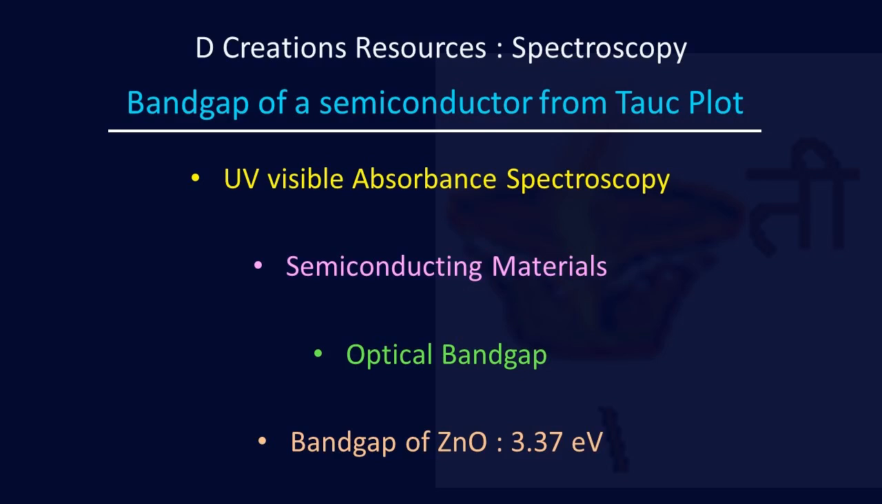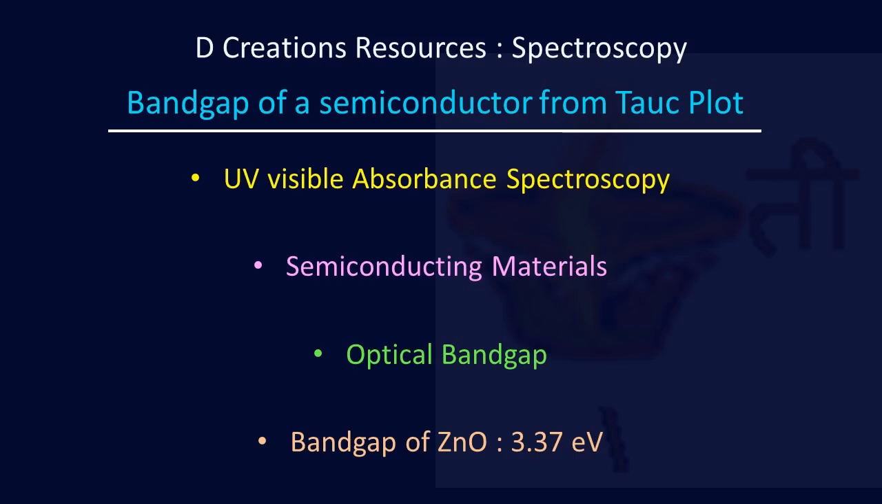These days we're talking about different aspects of spectroscopy. Today let us talk about UV visible absorbance spectroscopy and its use for the determination of optical band gap of a semiconductor, like for example zinc oxide. Now this determination is done from a Tauc plot. So what is a Tauc plot?